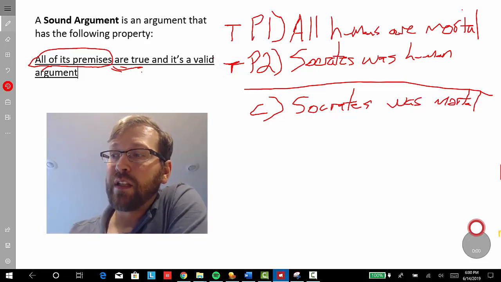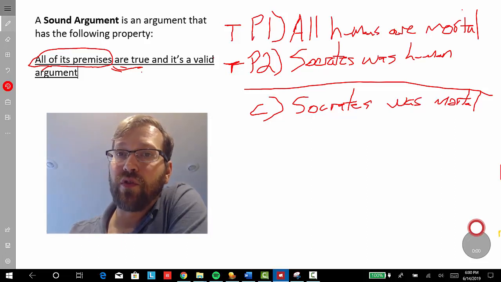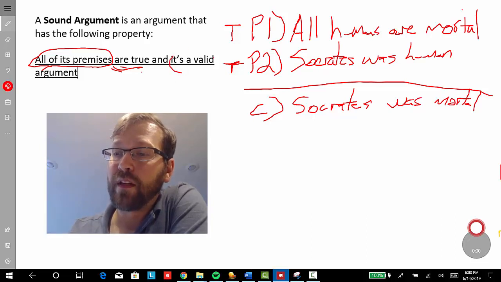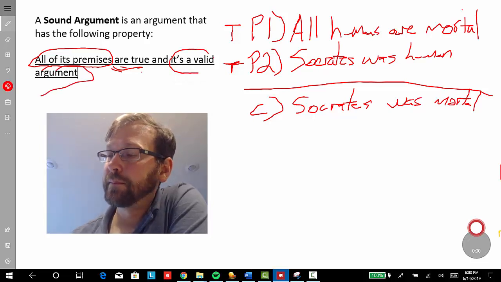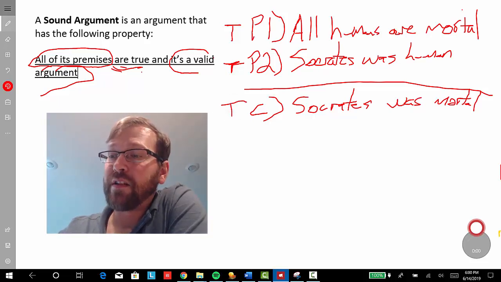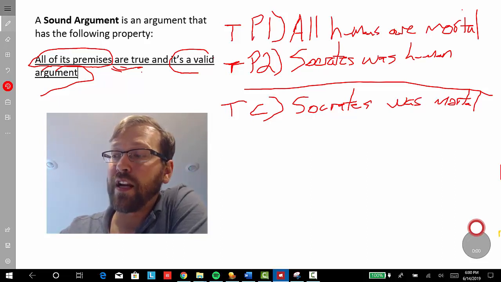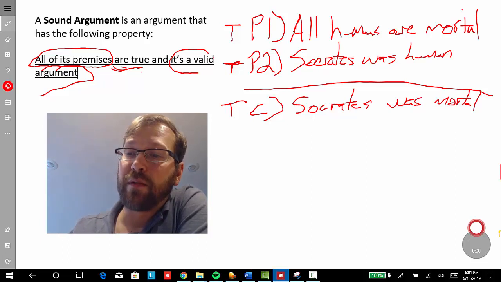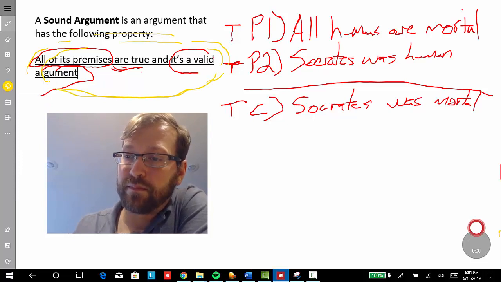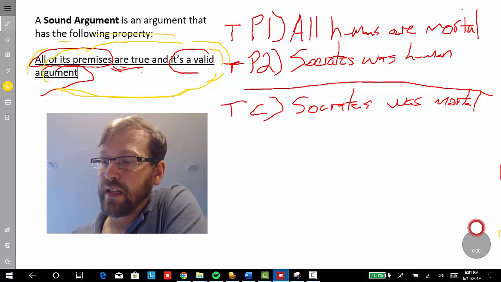Well, if everything that is a human is mortal, and Socrates is one of those humans, then there's no escaping for Socrates to be mortal. So Socrates really will have to be mortal if it's true that all humans are mortal and Socrates was human. Therefore, it is a valid argument. Because all of its premises are true and it's a valid argument, there's no way for its conclusion to be false, so its conclusion has to be true as well. But since both of these components have been met, it is a sound argument.